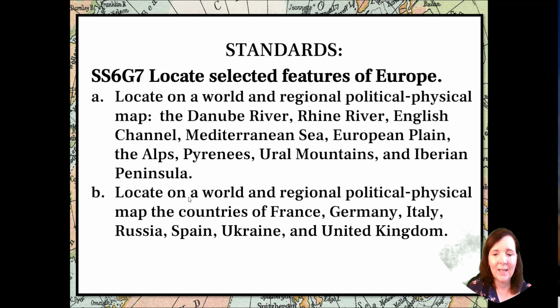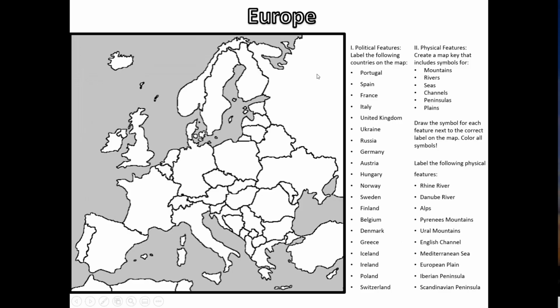You will see that we also have the countries that you have to know for this standard. And again, because you are AC, you need to know quite a few more. So here is our map, and you should have this in front of you. We have the political features, that is the countries, and there is your list. And then we have the physical features.